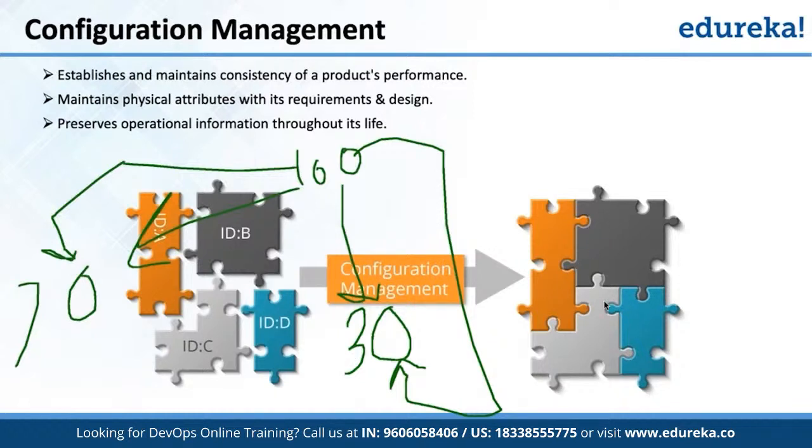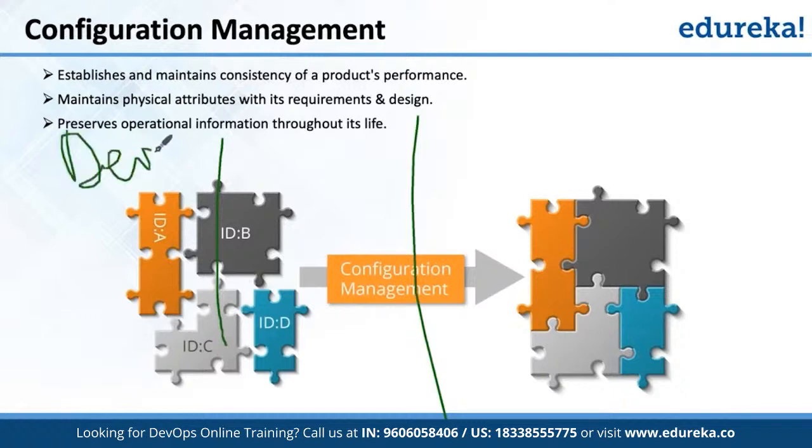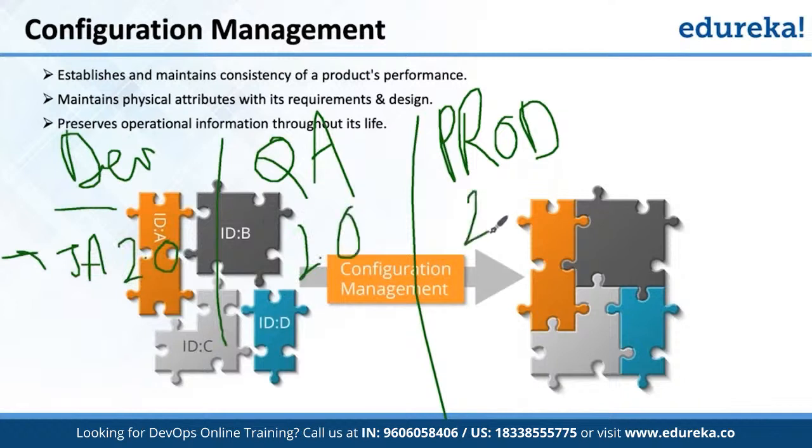Let's take one more example, guys. In any organization, you have got multiple life cycles, right? You have got a dev life cycle, a QA life cycle, a prod life cycle, for example. Now, you have been asked to maintain consistency of deployment across all these life cycles. So when I say that, for example, if Java 2.0 is running on dev, Java 2.0 should be running on QA, and Java 2.0 should be running on prod. How will you do that?